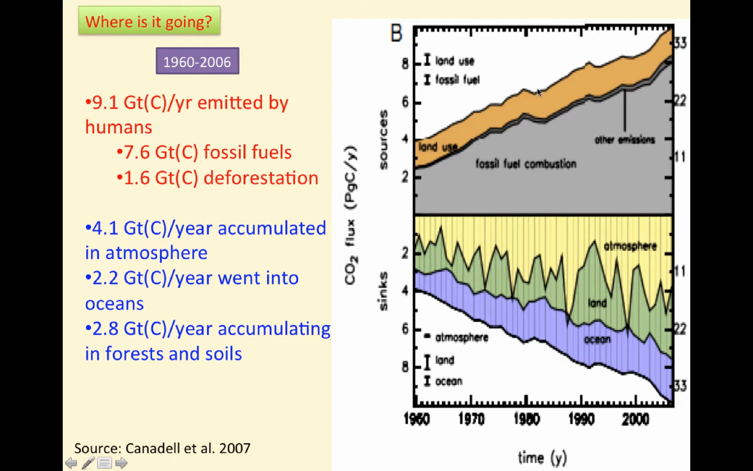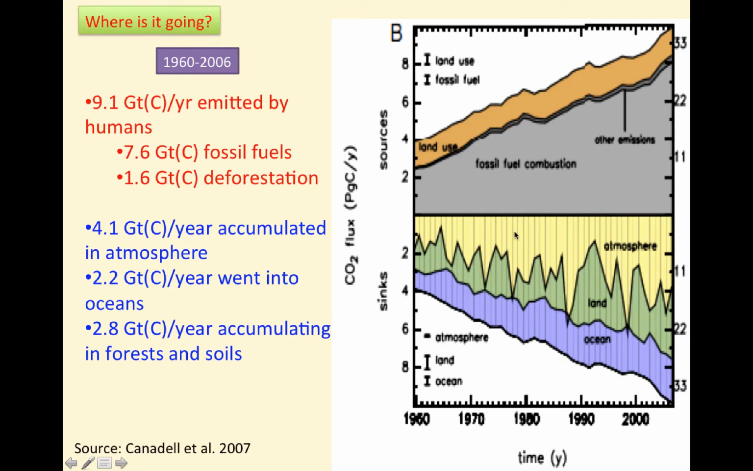And so those have increased over time. So we know that our sources of anthropogenic carbon have increased over time. Then you can ask, where is it all going? Well, 4.1 gigatons per year are accumulating in the atmosphere, raising CO2 as evidence from the Mauna Loa record. 2.2 gigatons a year went into the oceans, which is causing acidification, something we'll look at. And then 2.8 gigatons per year are accumulating both in the forests and also in the soils. And this graph on the lower right is showing those sinks.